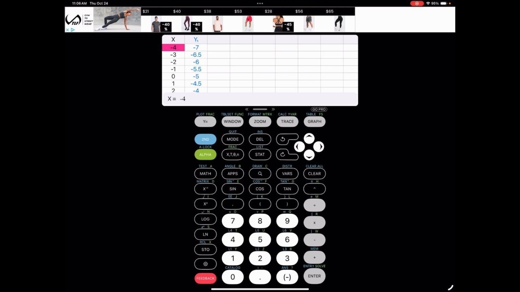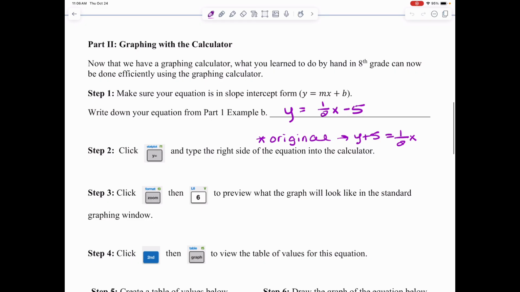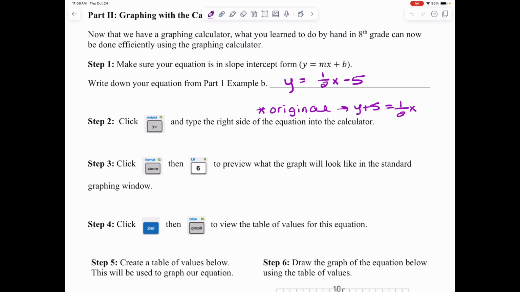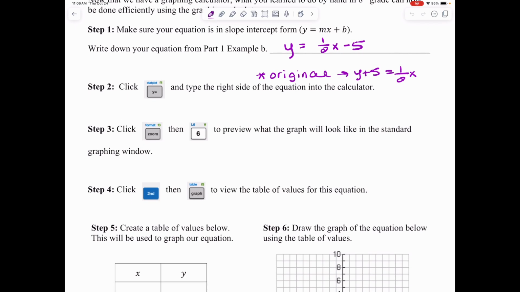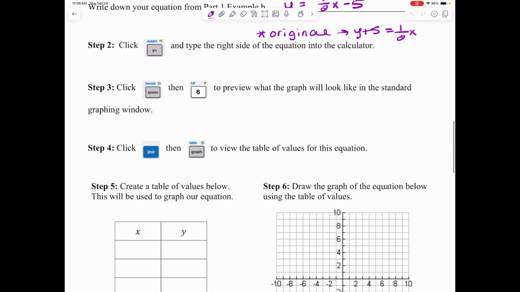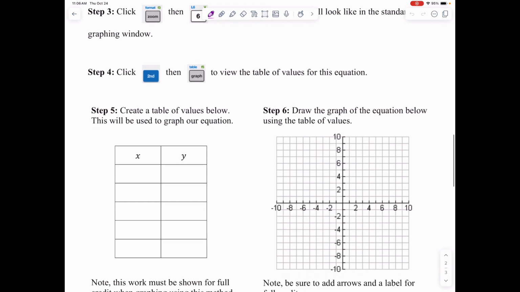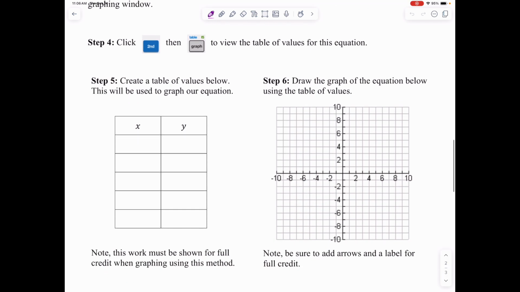So let's go back to our notes and pick some of these points to write down as our coordinates. I'm going to start with -4, -7, then -2, -6. I'll probably then pick 0, -5, and so on. So we already did step 2. We typed it in. We hit Zoom 6 to look at a preview of the graph. We then clicked second graph to view the table of values. So now in step 5, we're going to create a table of values below. This is going to be used to graph our equation.